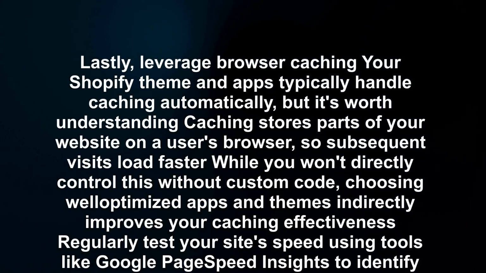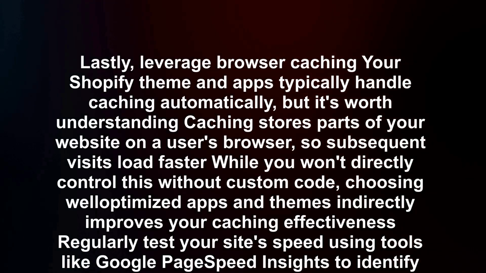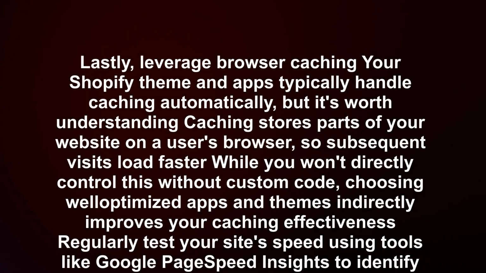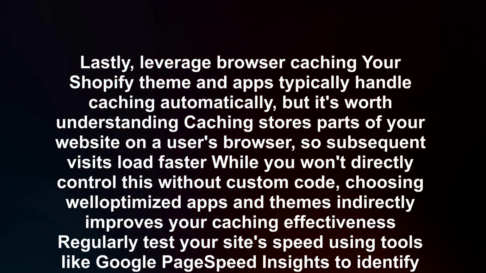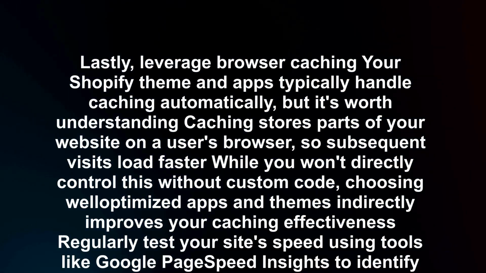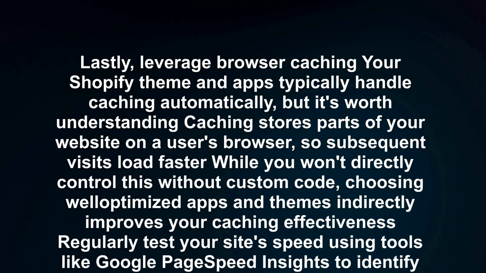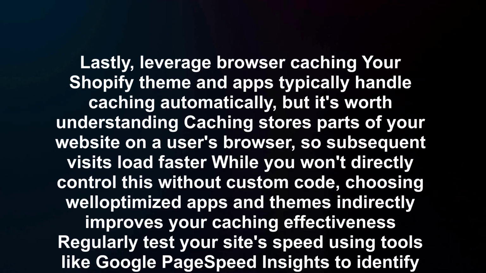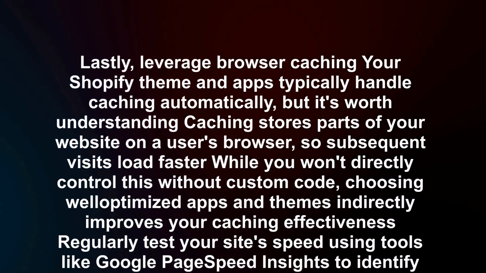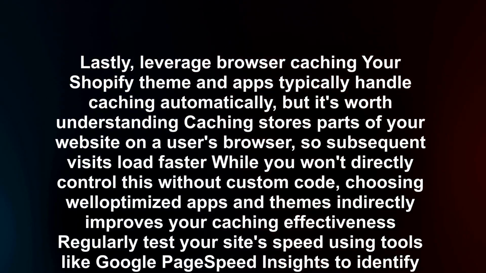Lastly, leverage browser caching. Your Shopify theme and apps typically handle caching automatically, but it's worth understanding that caching stores parts of your website on a user's browser, so subsequent visits load faster. While you won't directly control this without custom code, choosing well-optimized apps and themes indirectly improves your caching effectiveness. Regularly test your site speed using tools like Google PageSpeed Insights to identify any lingering bottlenecks.